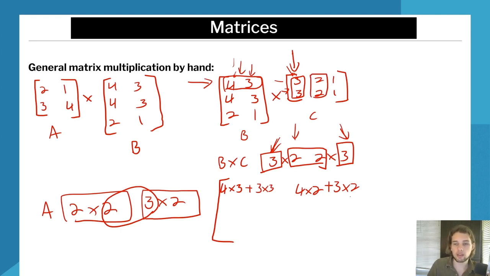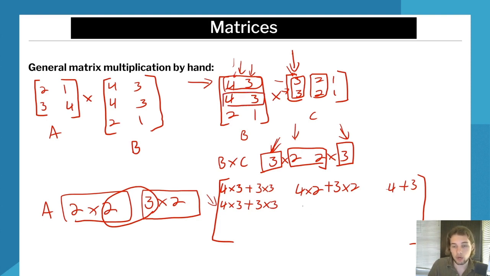Now we want to get the row 1, column 3. So that's over here. We want to do row 1 times column 3. So that's 4 times 1 plus 3 times 1. And that's our first row. Now we want to get row 2. So we do row 2 times column 1 to get the point at row 2, column 1. So that's 4 times 3 again, plus 3 times 3 again, because this is the same.